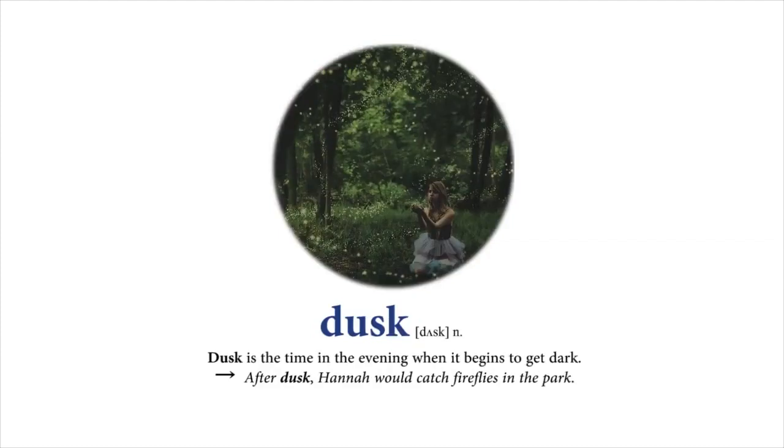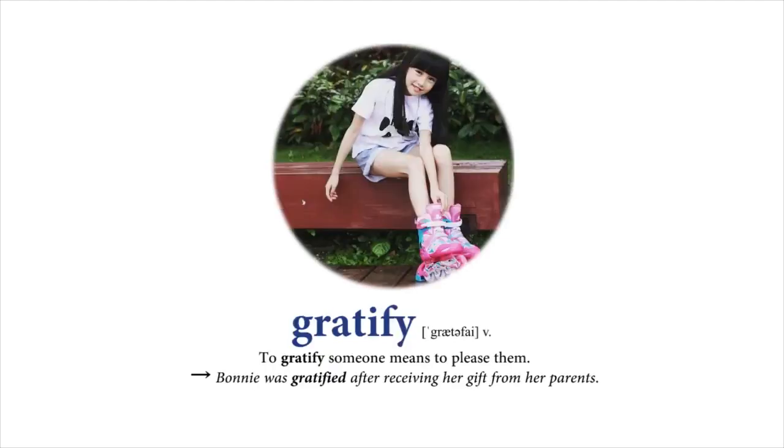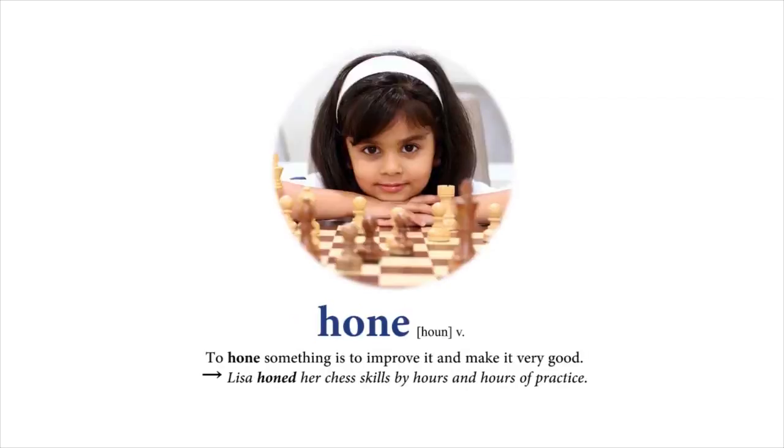Dusk. Dusk is the time in the evening when it begins to get dark. After dusk, Hannah would catch fireflies in the park. Gratify. To gratify someone means to please them. Bonnie was gratified after receiving her gift from her parents. Hone. To hone something is to improve it and make it very good. Lisa honed her chess skills by hours and hours of practice.